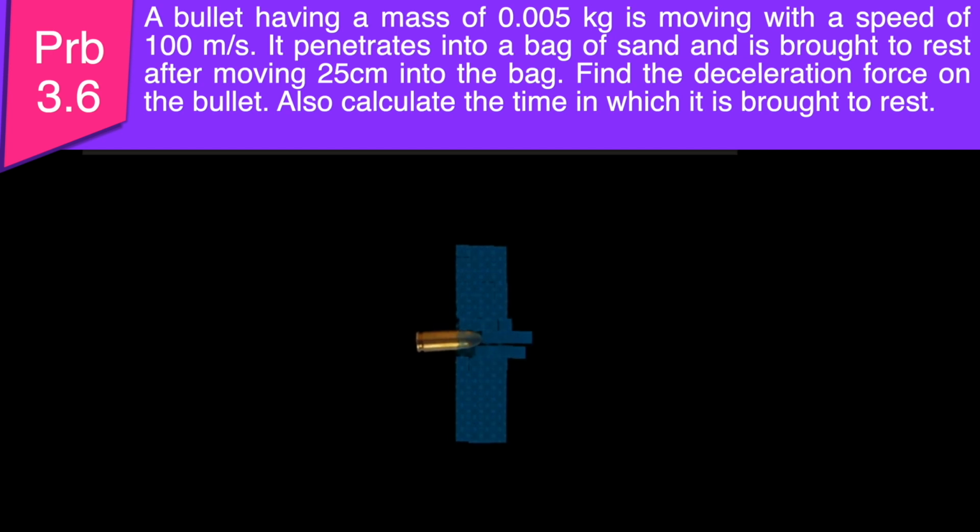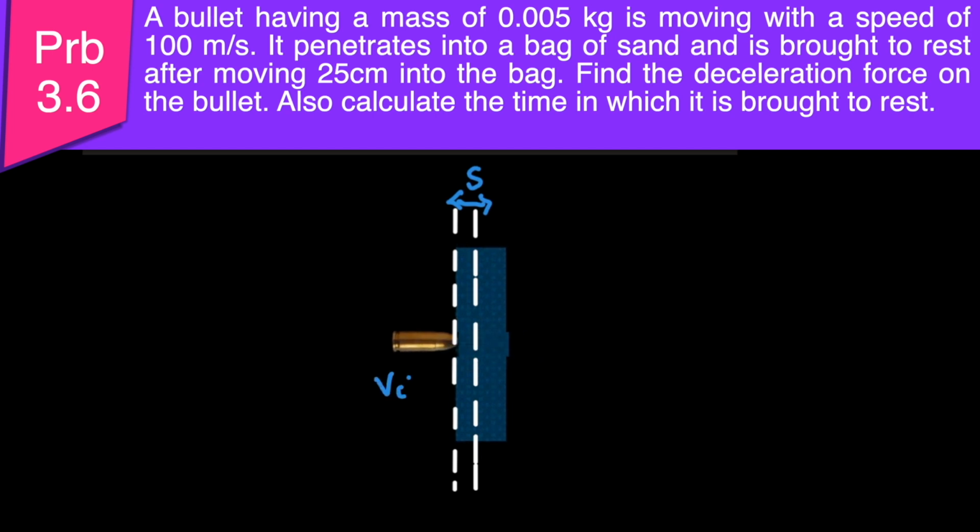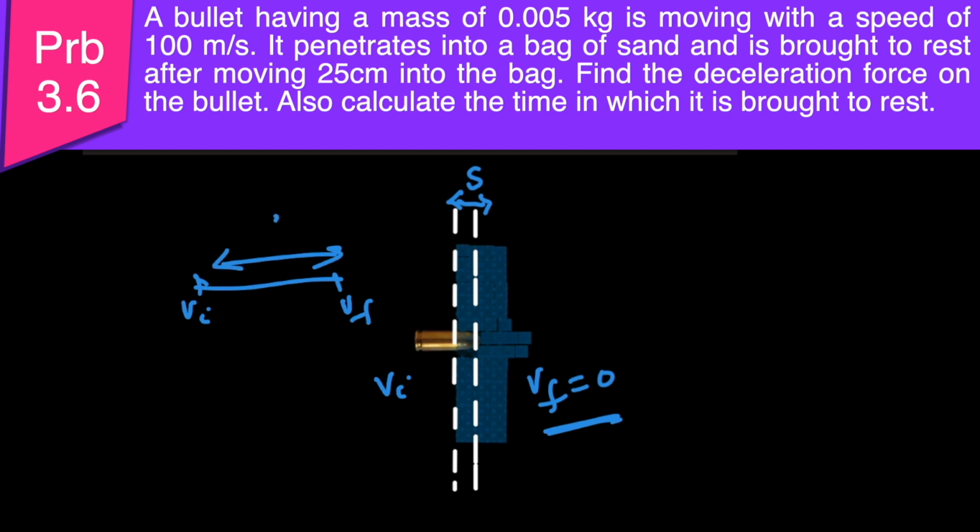When it penetrates into the sand, its velocity will decrease slowly and finally the bullet stops inside the sand after covering a distance s. This is the initial point and this is the final point. And this is known as the distance s. We have to find this distance s and the time taken to cover this distance.